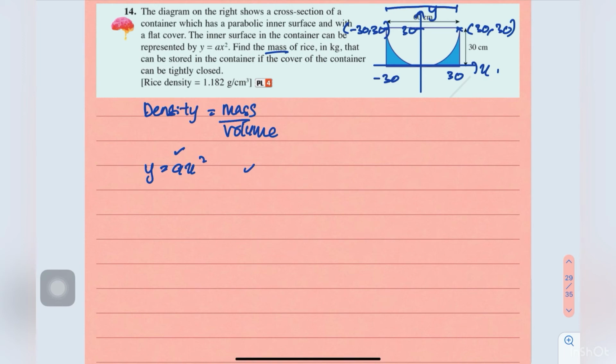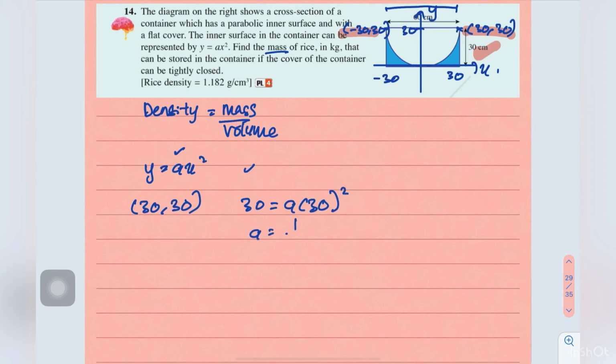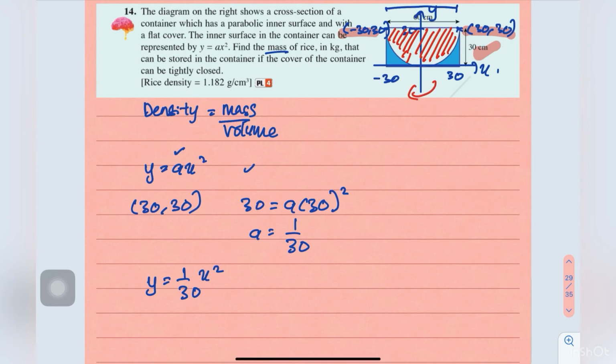We need to find the value of a. We can substitute any point, either this point or this point. Let's say I prefer the coordinate (30, 30). So I substitute 30, 30 into the equation: y is 30 equals a times x, which is 30 as well, squared. So a equals 1 over 30. Therefore the equation is y equals 1 over 30 x squared. Now we already have the equation of the curve, so we can find the volume. Actually the volume is this one, this is the area. To find the volume, you rotate this shaded region 360 degrees about the y-axis.